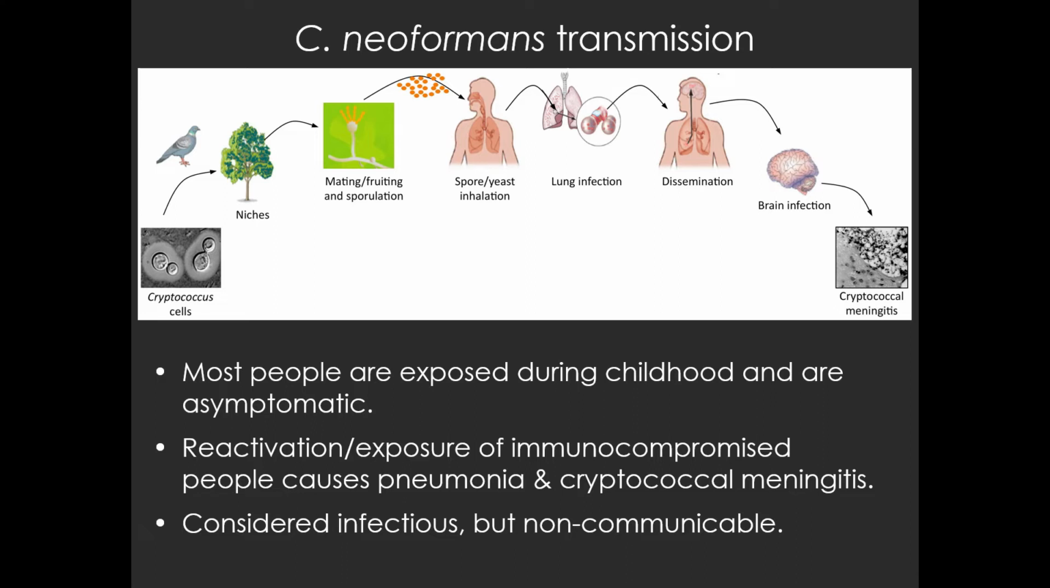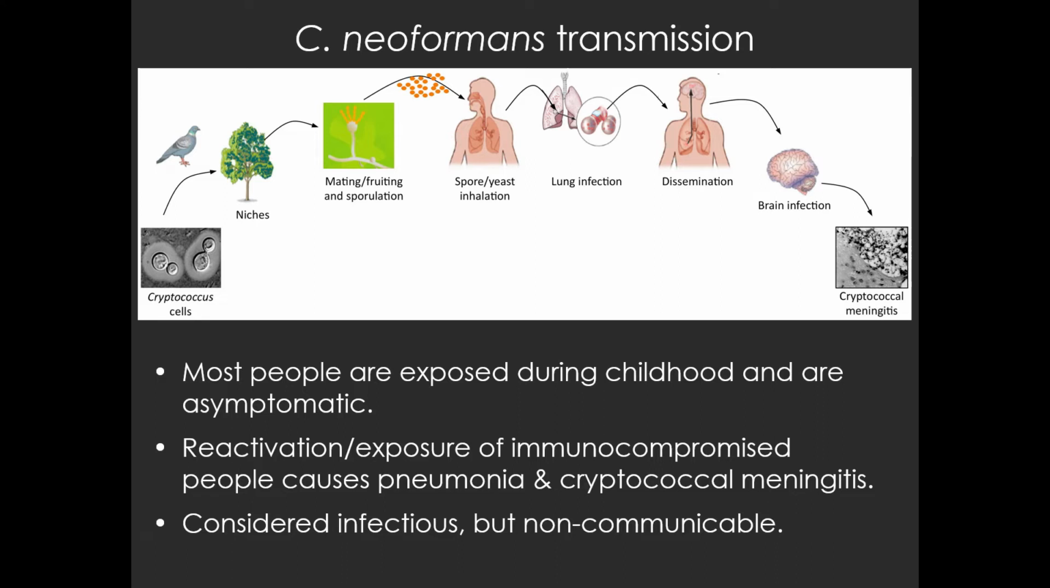What might happen is that they might have a reactivation of that cryptococcal infection that is symptomatic if they become immunocompromised, or if they are exposed to Cryptococcus neoformans as an immunocompromised individual. What happens is the Cryptococcus neoformans spores are inhaled and they can cause pneumonia. In an immunocompromised individual, that pneumonia can very commonly and very quickly move to the meninges and cause cryptococcal meningitis.